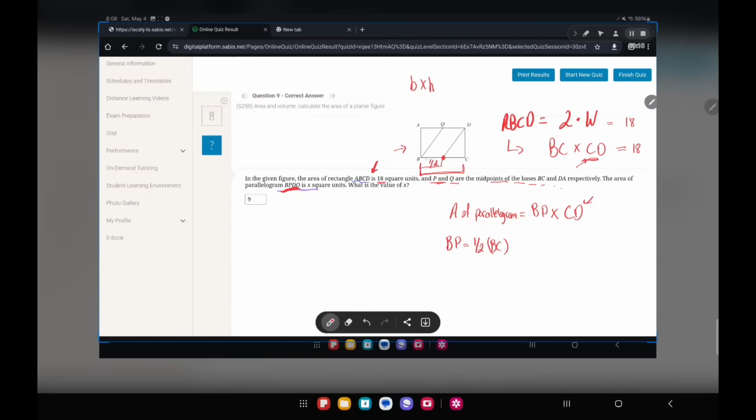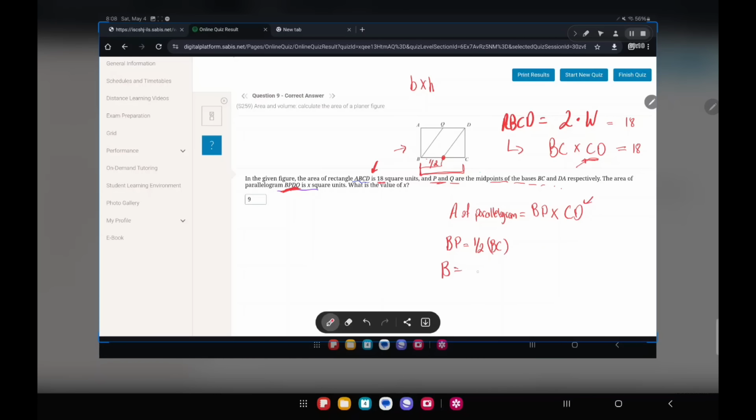Okay, can I get rid of this fraction? Of course I can. Multiply by 2 here, multiply by 2 here to get rid of the over 2. You'll get 2BP equals BC, okay? Or for those of you who don't know how to multiply by 2, some people don't use it like this, okay?